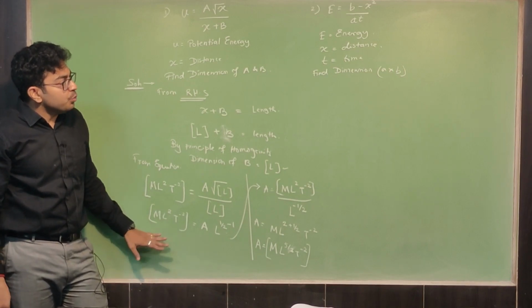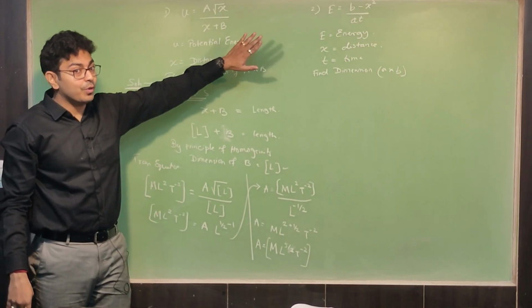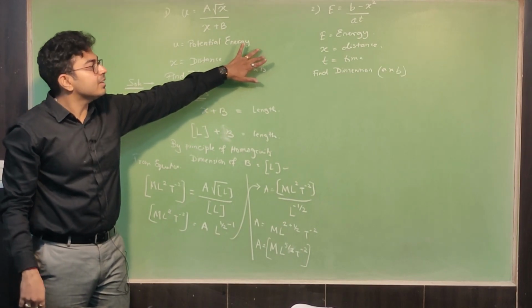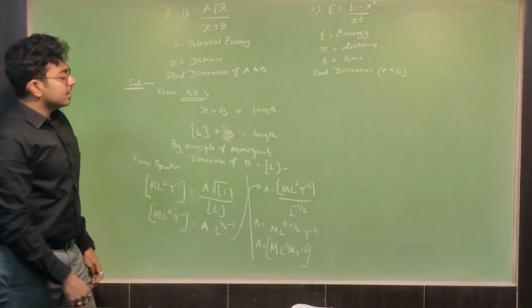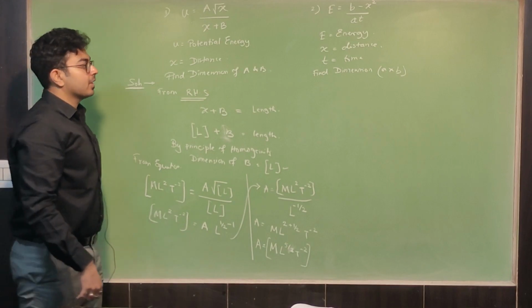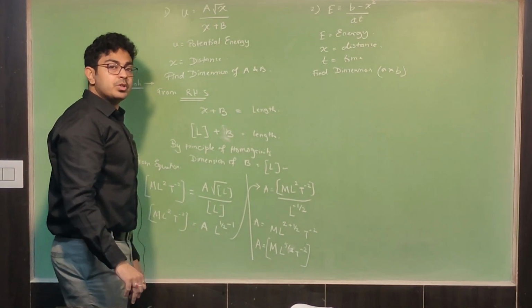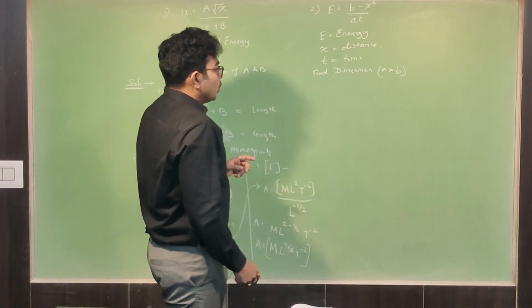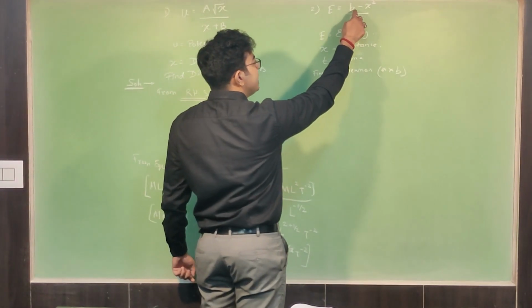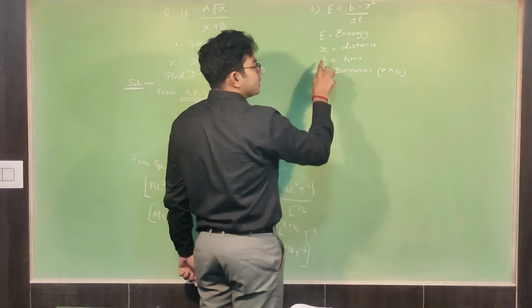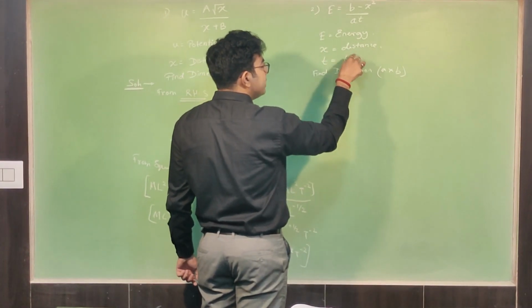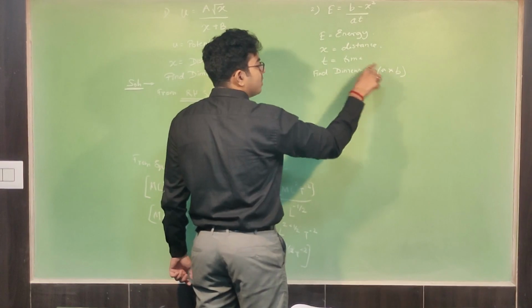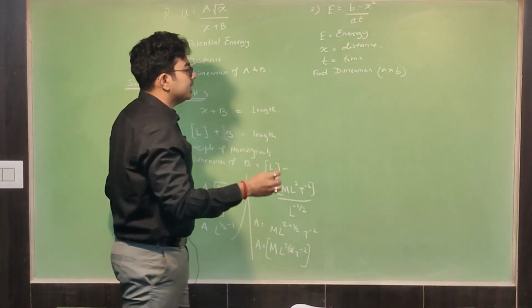Now similarly we are going to do this one. When we are going to solve this one, you are going to help me. So let us do this. Take a screenshot of this part. Okay. Now when we are doing this part, again let us find out. E is equal to B minus x square. So x is distance, t is time, E is energy. We have to find out dimension of A into B. Okay, let us do it.